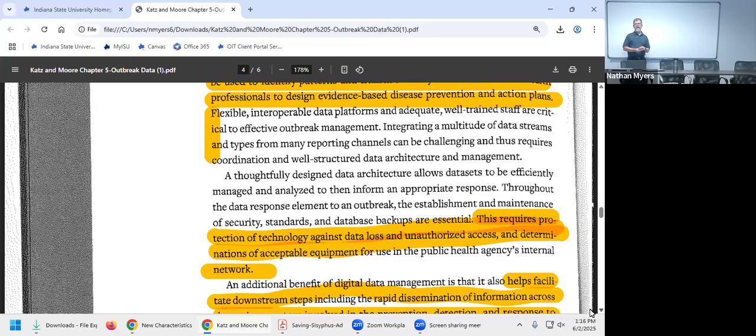It goes on to say, this requires protection of technology against data loss and unauthorized access, and determinations of acceptable equipment for use in the public health agency's internal network. So obviously, I think all of us have been affected by a data breach at some point in our lives. I've been affected by multiple data breaches at this point. My family's been affected. So this is obviously a concern across the government.